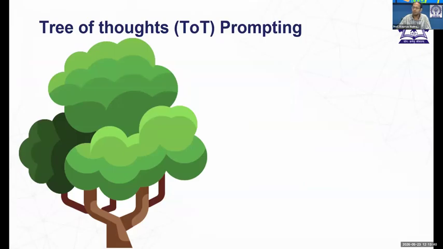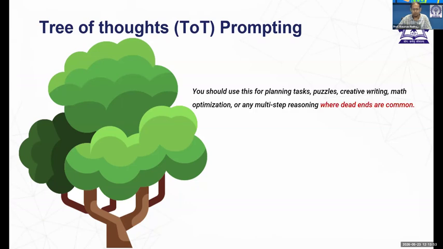The last kind of prompting that is important, and if it is a complex thing, you can easily use it, is tree of thought prompting, where you already saw one branching strategy in self-consistency. In tree of thought, we may have this branching problem. You should use this for planning tasks, puzzles, creative writing, math optimization, any multi-step reasoning where dead ends are common. Dead ends means you reach an end where you do not find any other solution. You have to backtrack and try the other path. So it shines on problems where the first idea isn't always the best. Greedy decoding may not work for all problems, and whenever greedy decoding fails, tree of thought helps you overcome the problem.